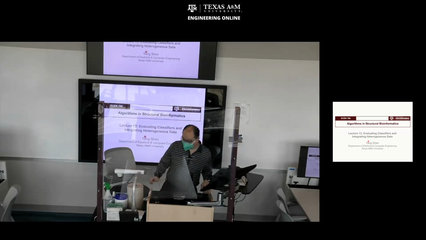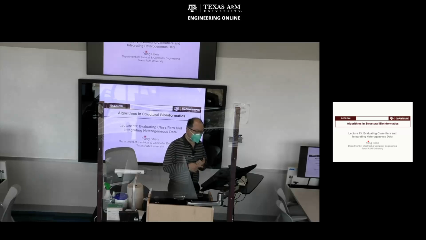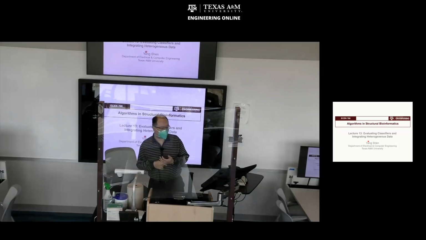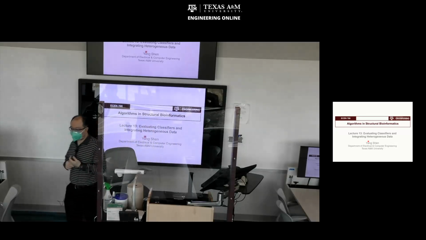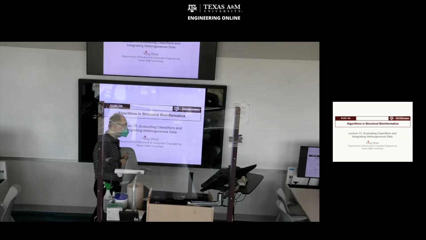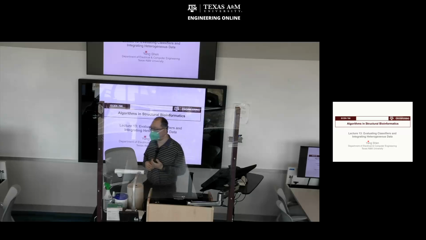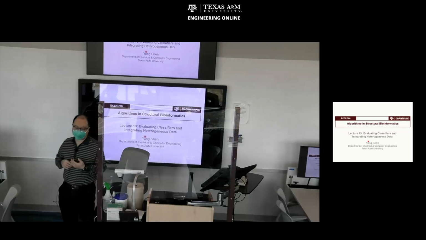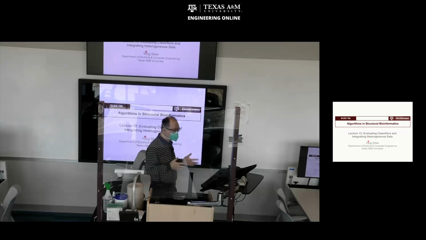Okay, so today and Thursday, we're going to talk about classification and regression. Two key concepts are about evaluating classifiers and integrating heterogeneous data today. Then on Thursday, we're going to talk about regression and the bias variance trade-off, and how you can be guided by such principles to regularize the model complexity for the optimal trade-off.